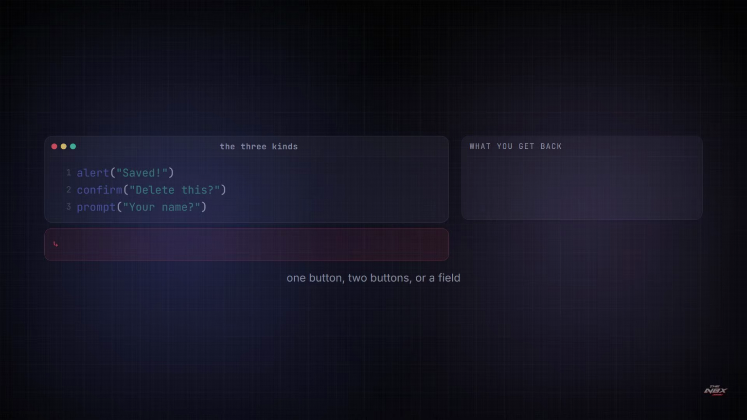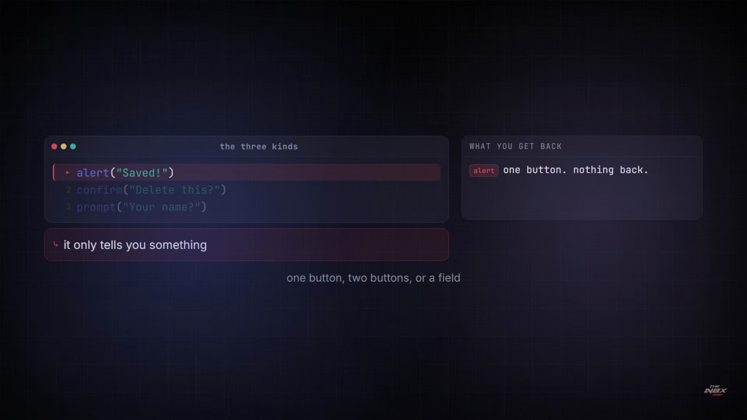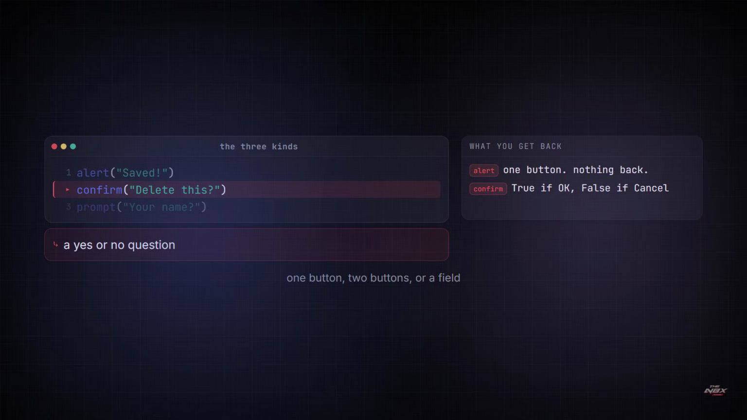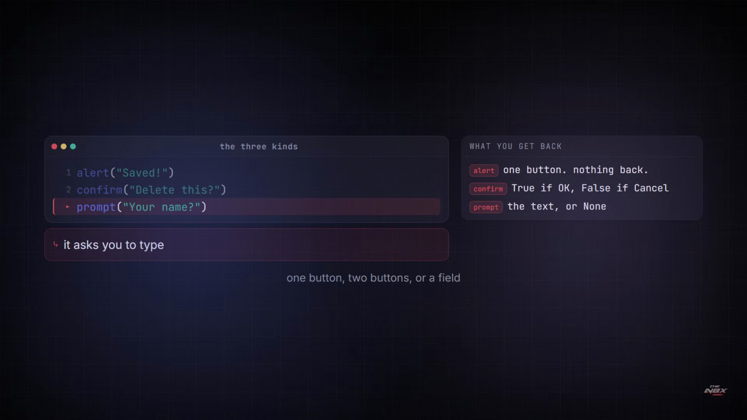There are 3 of these boxes, and it is worth knowing them apart. An alert just tells you something, and it only has 1 button. A confirm asks a yes or no question, so it has 2 buttons and gives back true or false. And a prompt asks you to type something in and hands that text back.